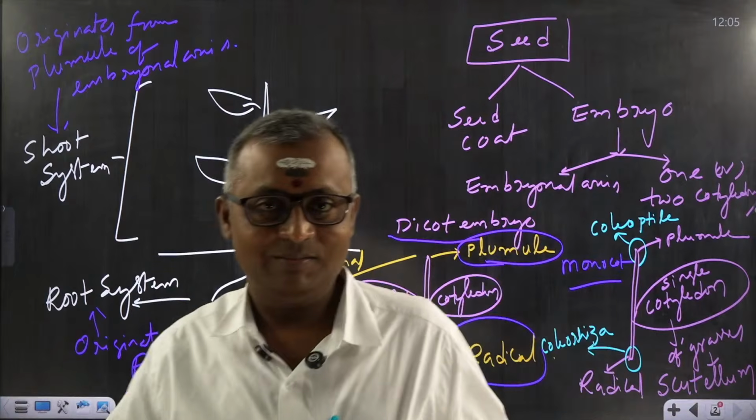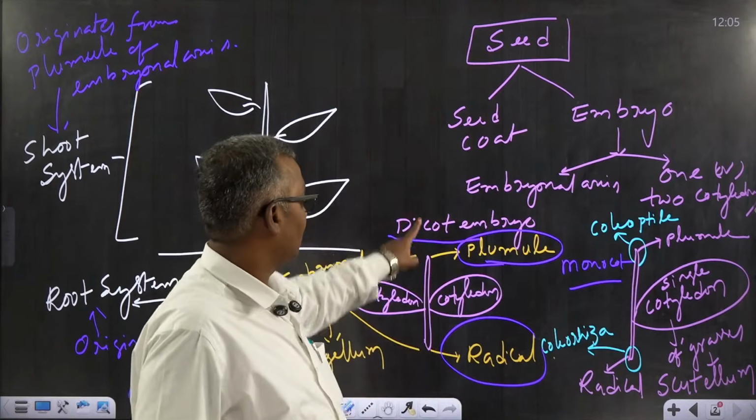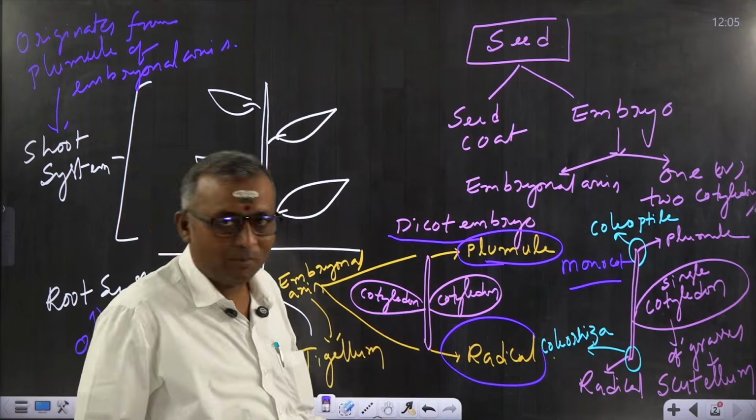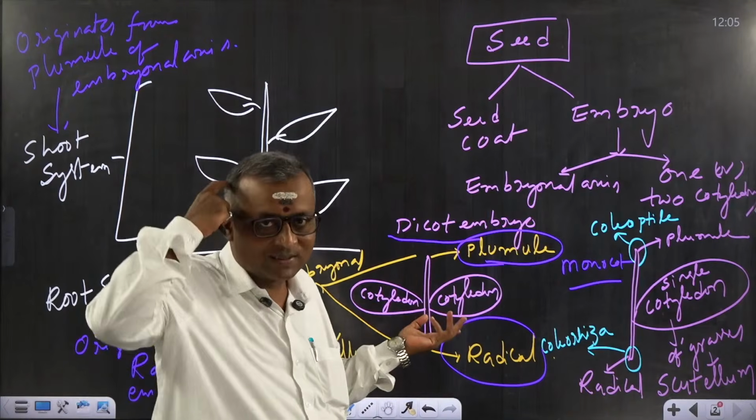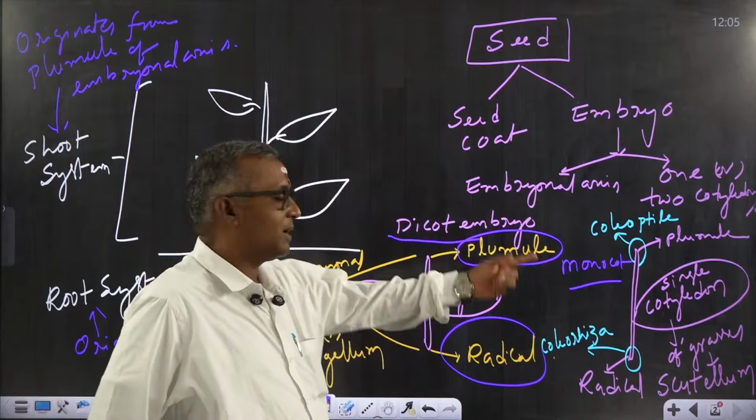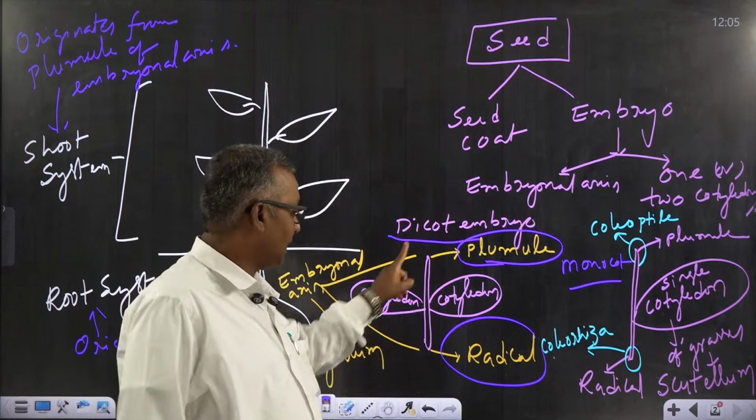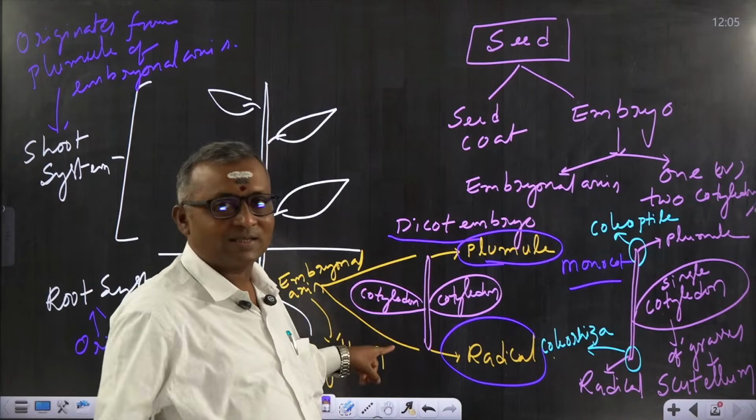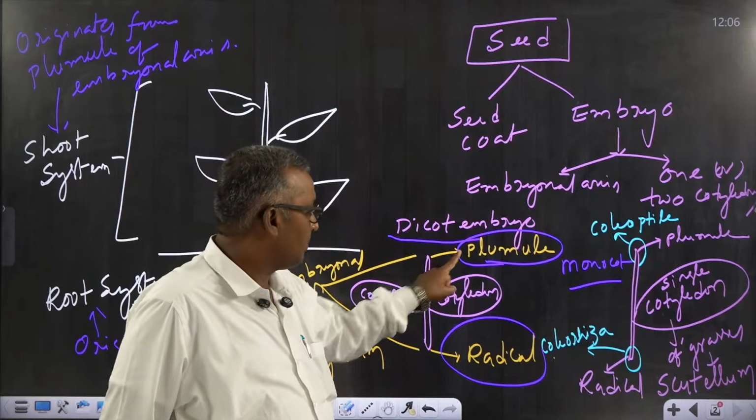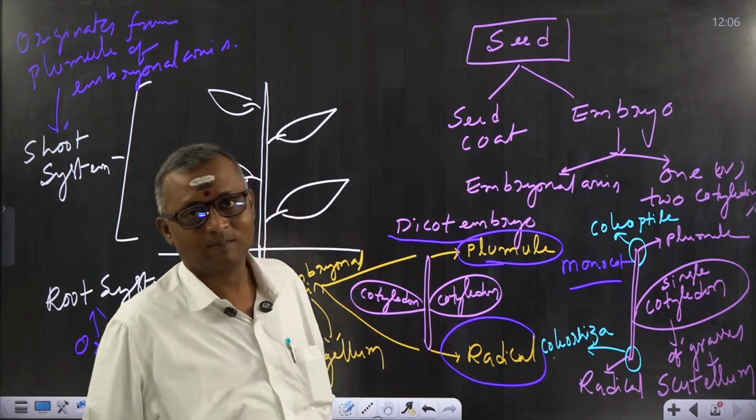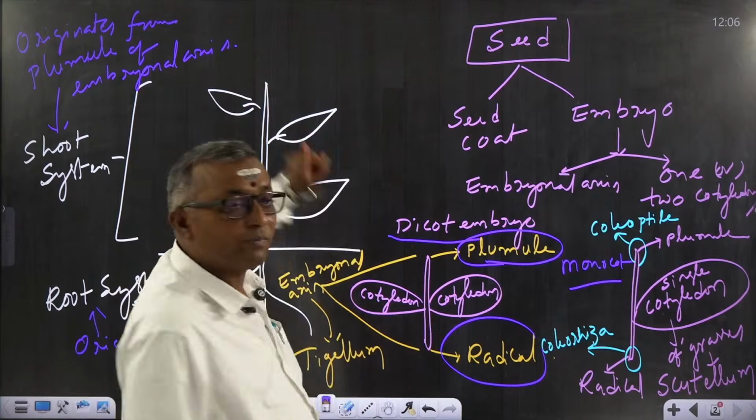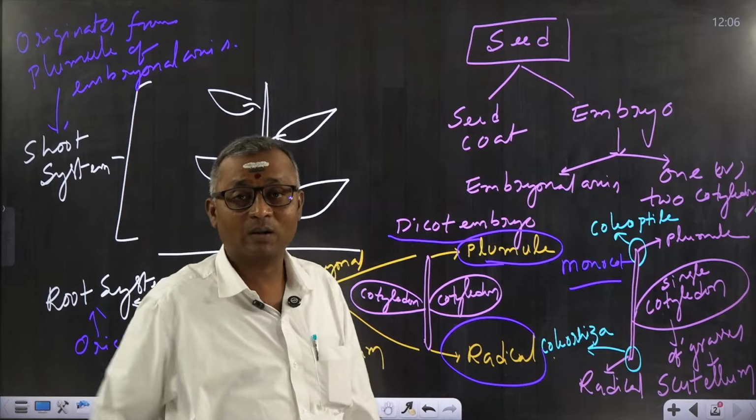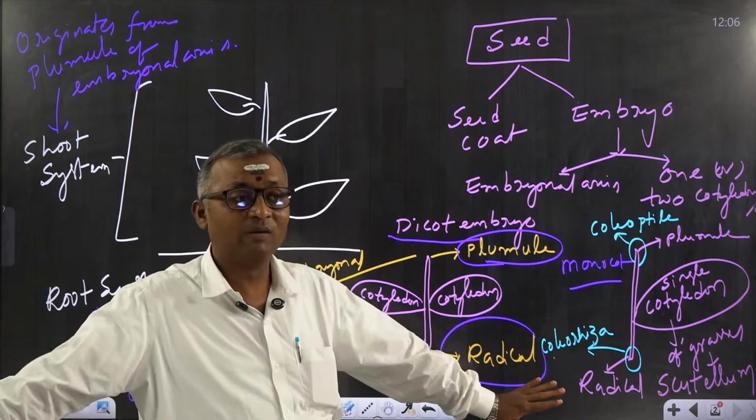What is radicle? Radicle is a growing apex of the embryonal axis. What is plumule? That is also a growing apex. Apices means tips of the embryonal axis. So this is the embryo, and this embryo has an axis. This axis has two growing tips. One is plumule and the other one is radicle. The radicle gives rise to root system. Plumule gives rise to shoot system. Got the clarity? Is it clear for everyone?